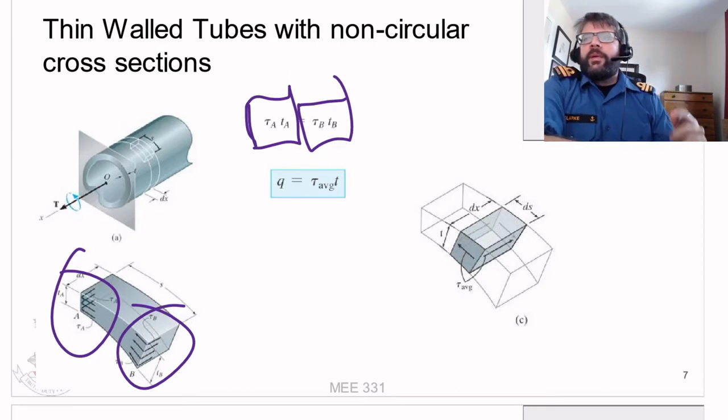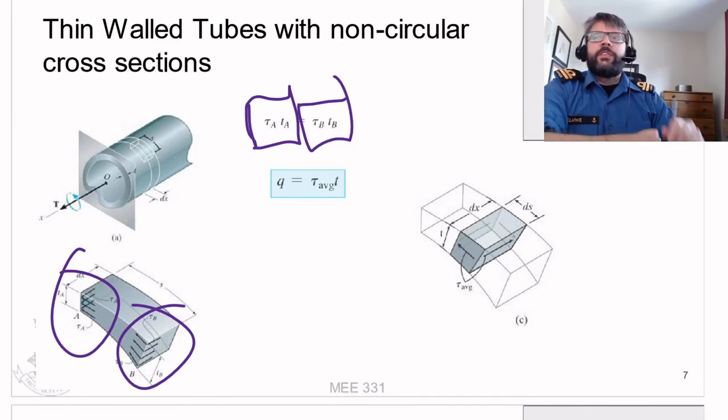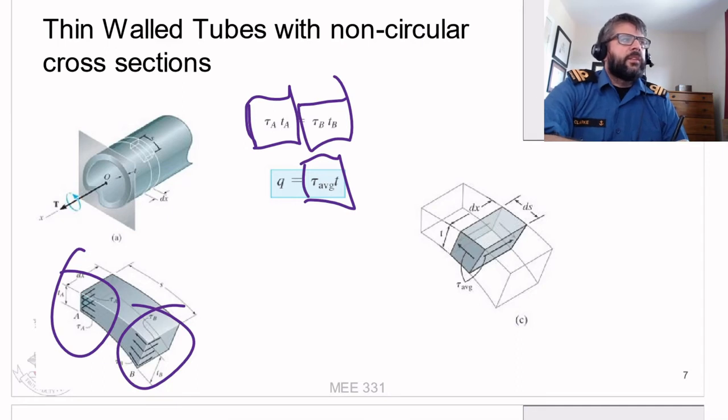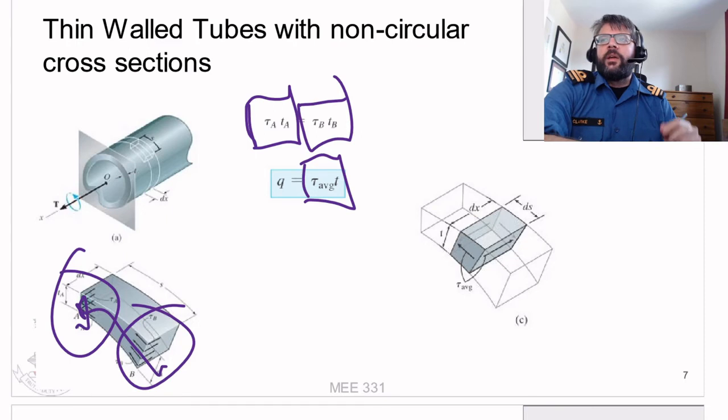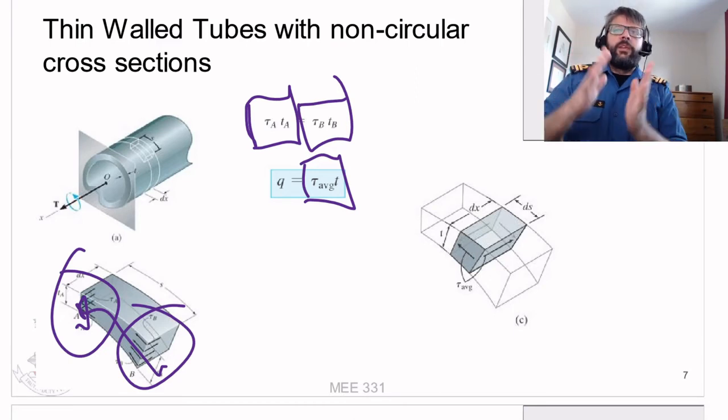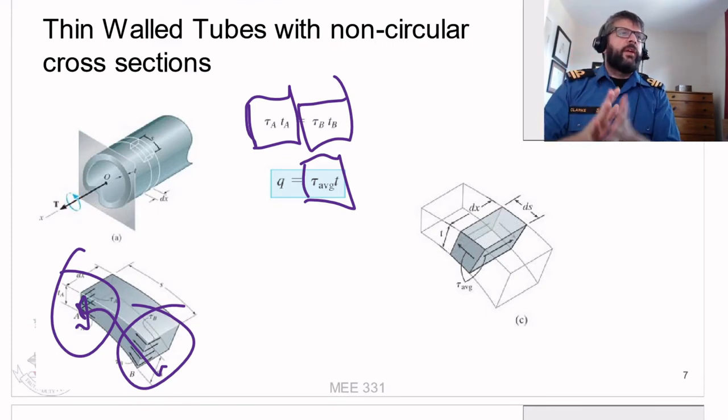So we have this concept we call the shear flow, which we denote q. That's just the average stress in the section times the thickness. Essentially, you've got a certain amount of flow that you need. So if the pipe gets thinner, then the stress level goes up, and vice versa.